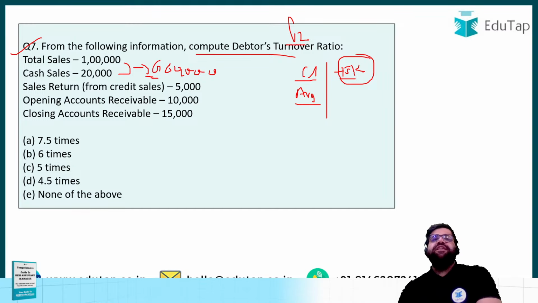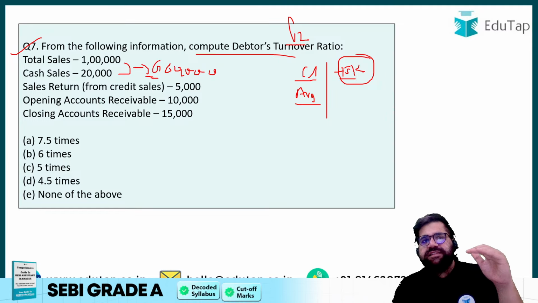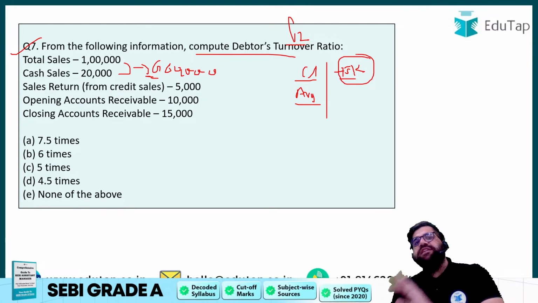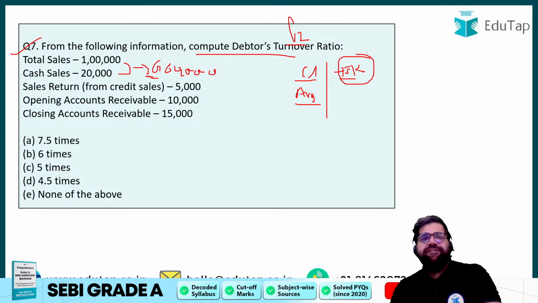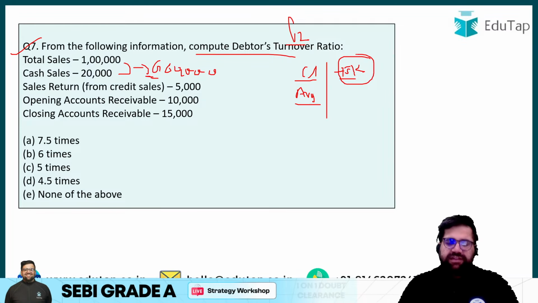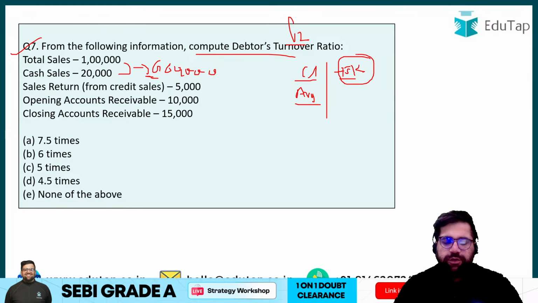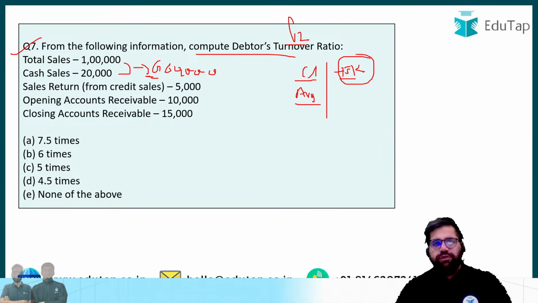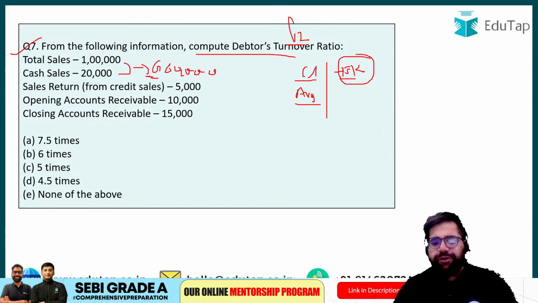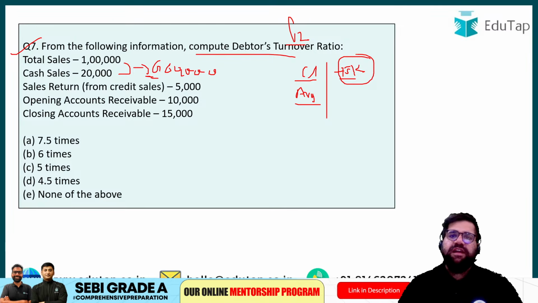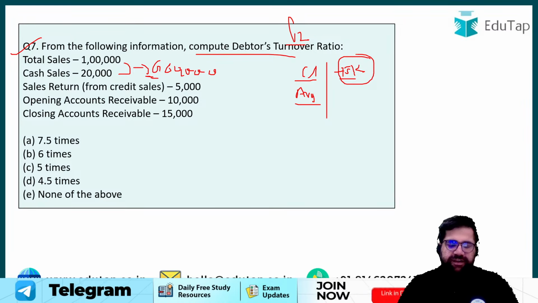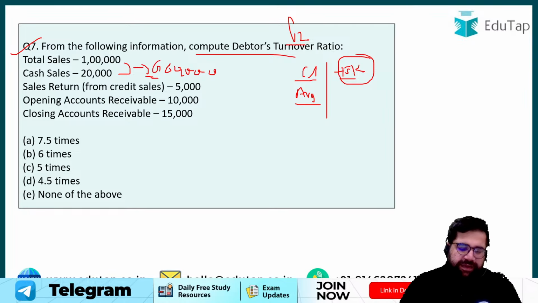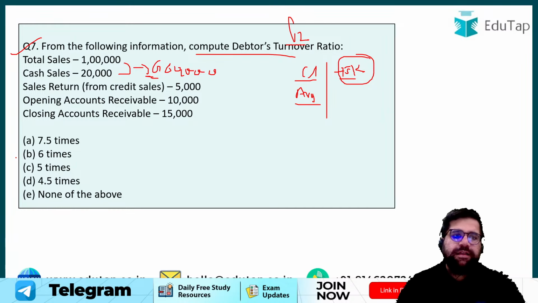So my numerator is 75. Total sales minus cash sales is 80. 80 minus 5 is 75. So you have 75,000 as your numerator. Now you have to calculate your denominator. Denominator will be opening debtors plus closing debtors divided by 2, which will be 12,500. So your numerator is 75,000 divided by 12,500, and I am doing this on my calculator also, so the answer will come out as 6.